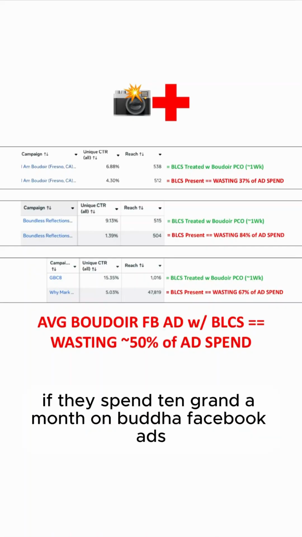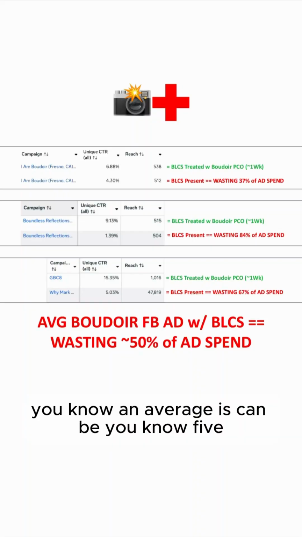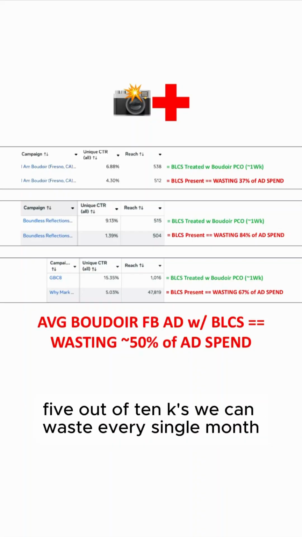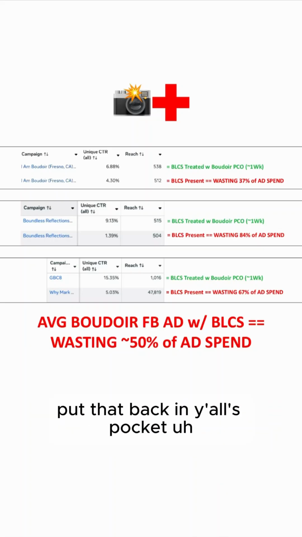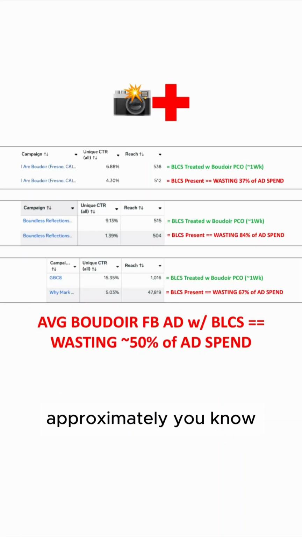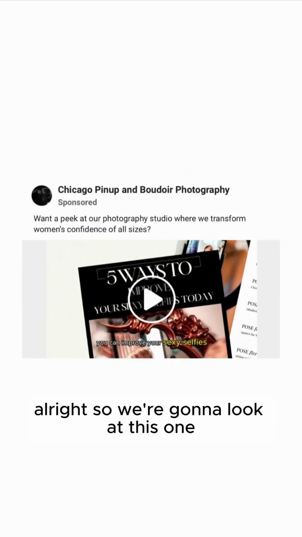So if they're spending 10 grand a month on Boudoir Facebook ads, on average, five out of 10K is being wasted every single month. And we can eliminate that, put that back in y'all's pocket, approximately 60K over the next 12 months, over the next year. All right, so we're going to look at this one.